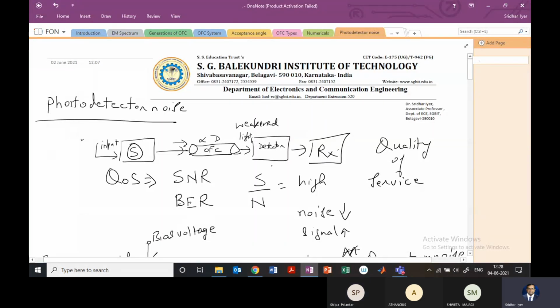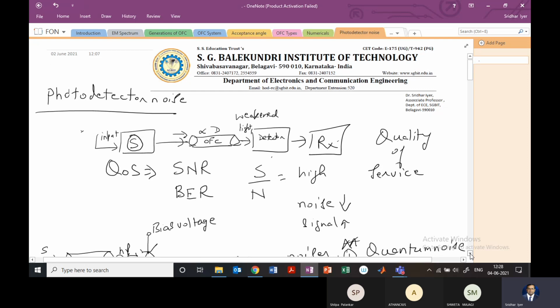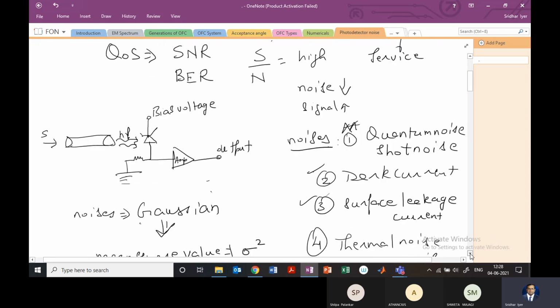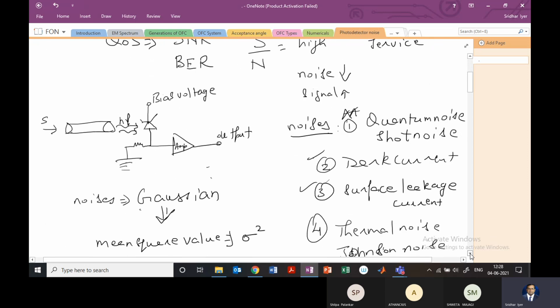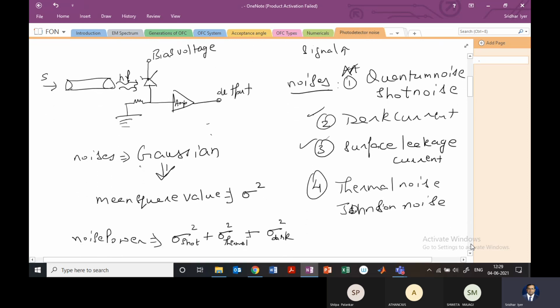So we'll proceed with the photodetector noise which we were doing. Just a quick recap. I had explained what photodetector noise is, which is the noise or error that occurs in the photodetector itself, that is the pin diode or the APD. We discussed the noises which affect an optical system or any system in general: shot noise, dark current, and thermal noise. I had explained what they are.